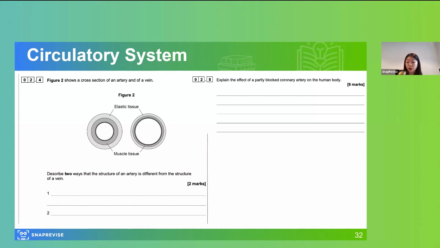So you can't just talk about the heart. You have to talk about basically everything else that's happening. So we have a partly blocked coronary artery. As I've said, there's usually plaque built up in these coronary arteries, therefore less blood flow. So the basics of maybe the first 2 marks you'll get is saying there's a blocked coronary artery, less blood flow to the heart, so less oxygen going to the heart and less glucose going to the heart.